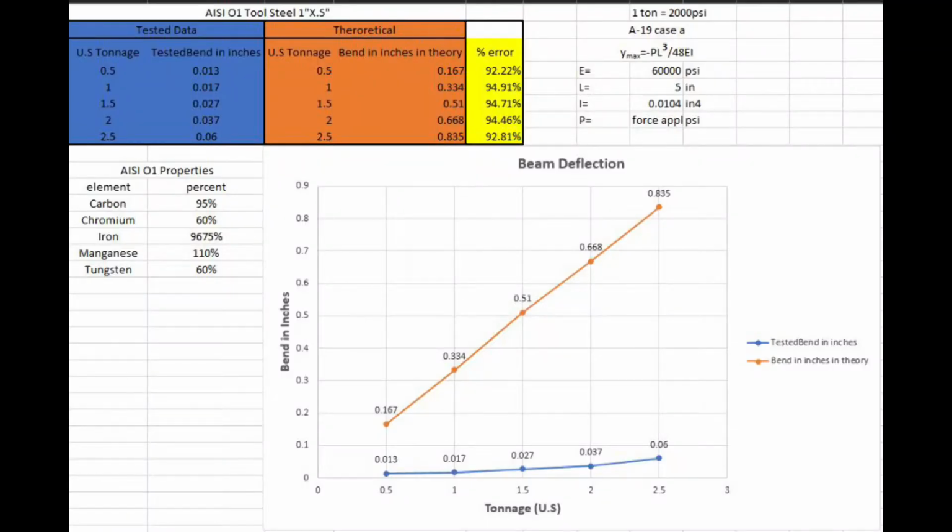After solving the equation for the different loads, you can see on the graph the differences in the theoretical bend versus the actual bend. The orange line on the graph represents the theoretical bend, where the blue line represents the actual bend. So why the difference?